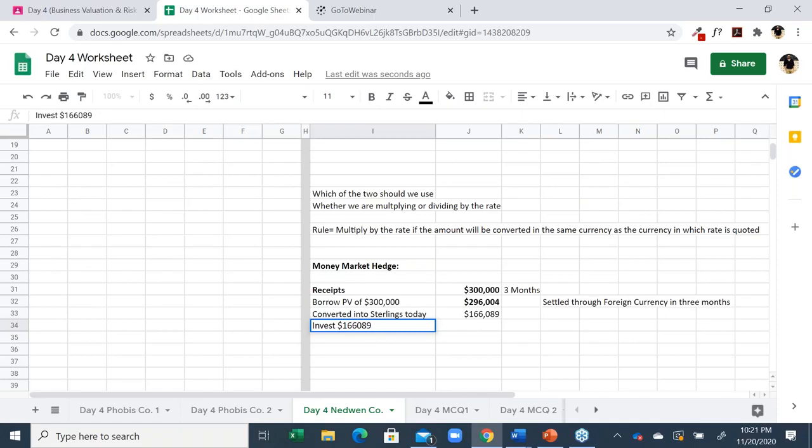This should be invested. Invested for how many months? For 3 months. So after 3 months, are we going to get the same amount, or are we going to get a cumulative amount, that is the principal plus interest? So we will get interest as well. So it means that we need to find out the future value now.